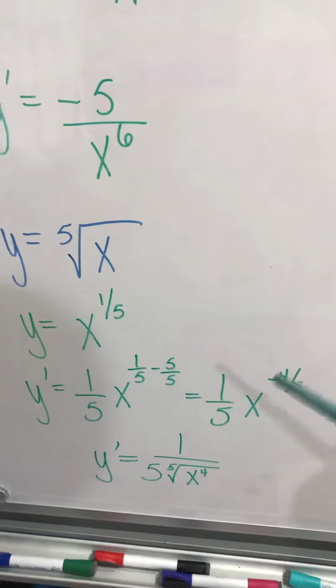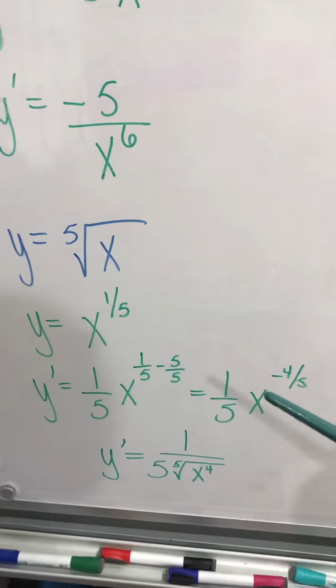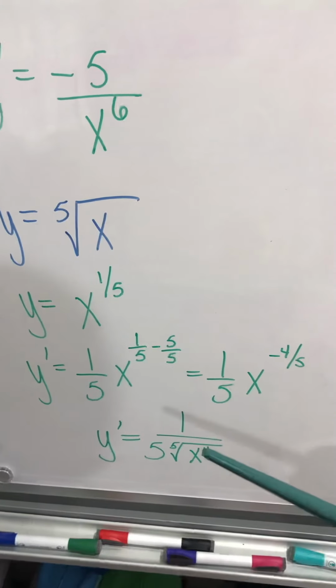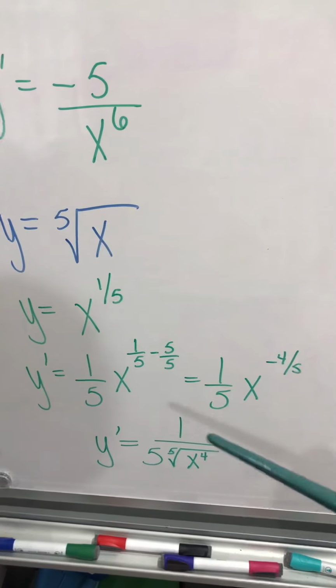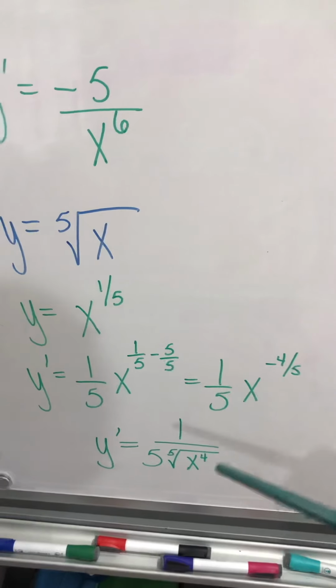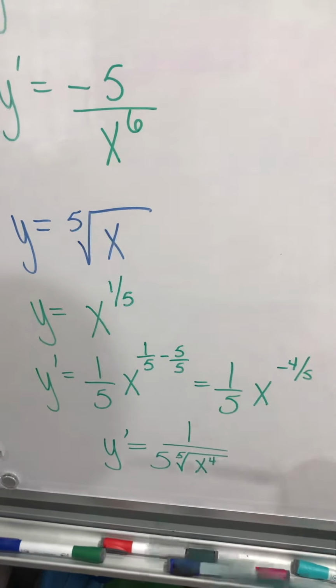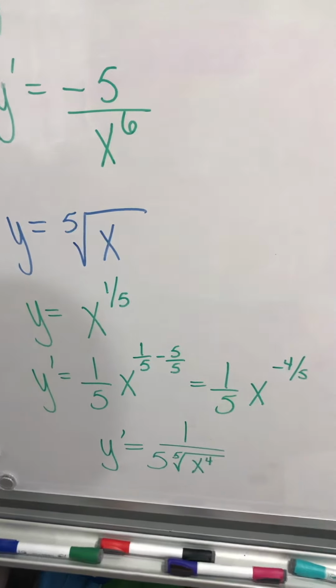So what you can do is bring this down to the bottom of the fraction and then rewrite it as a root. So it'd be 1 over 5, and then it doesn't become negative, it's positive now. So it's x to the 4th, and then root of 5. So the 5th root of x to the 4th. Okay, so that's how you do that one.